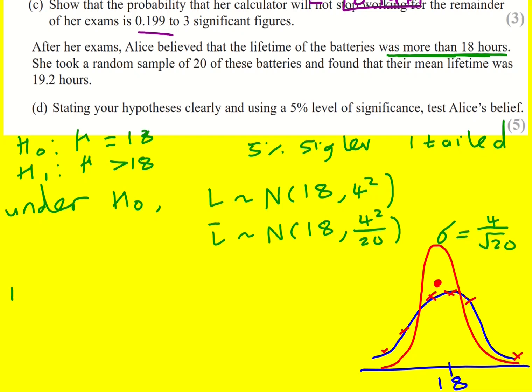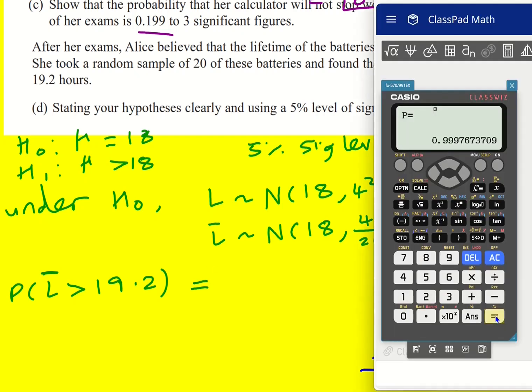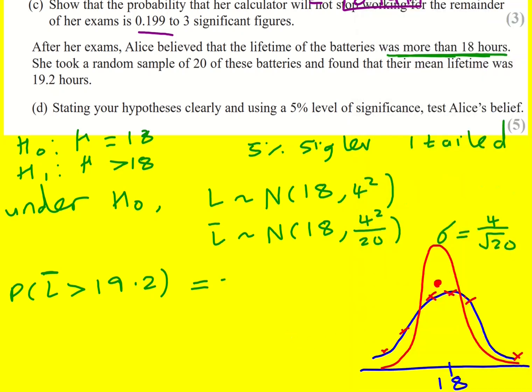And then let's find the probability that L bar, this is the mean of our lifetime of the 20 batteries, is greater than 19.2. What are the chances that that could have happened just due to natural variation? And we've got one final normal distribution calculation. So now the lower end is going to be 19.2. Keep that upper as it is. Change this to 4 divided by root 20. The mean is going to stay exactly as it is. And we get 0.08985.